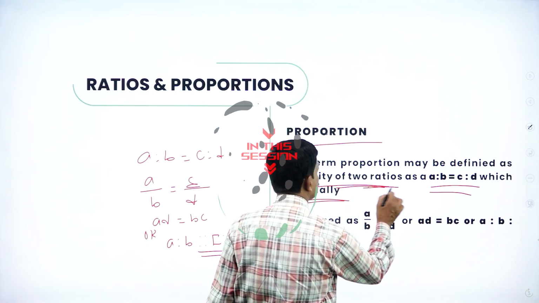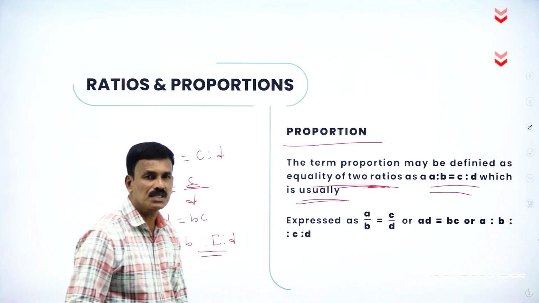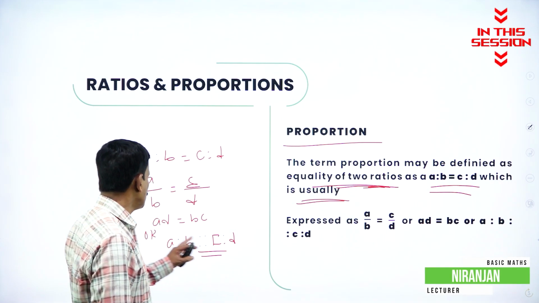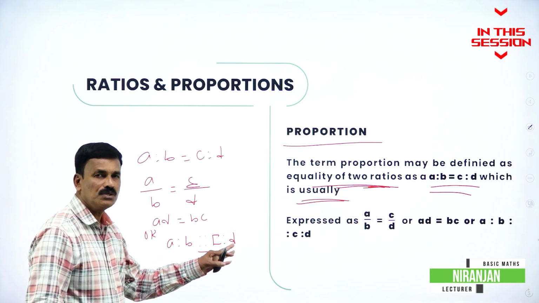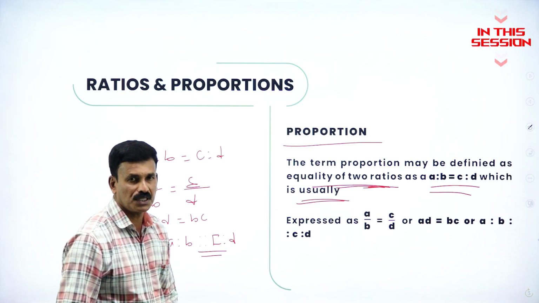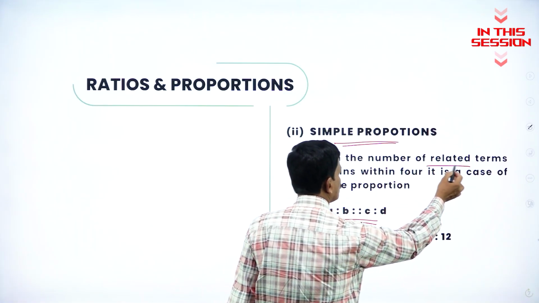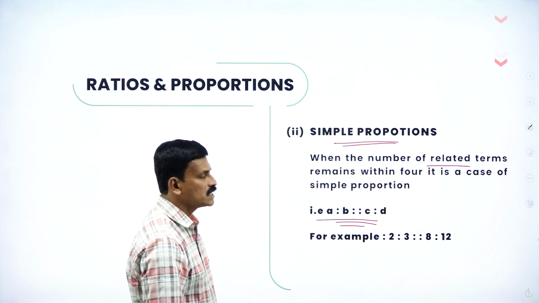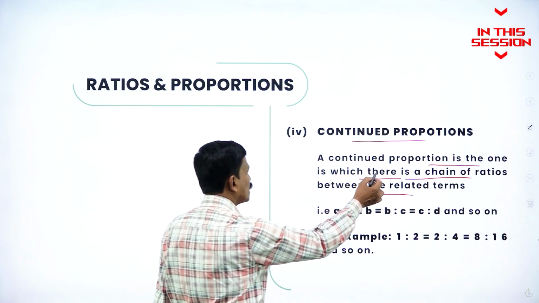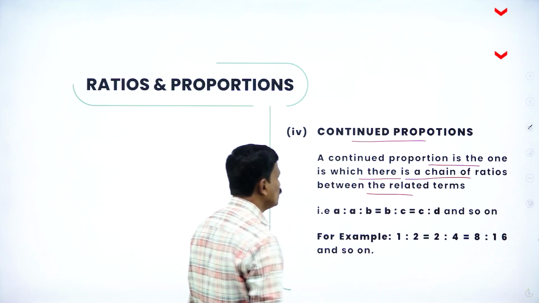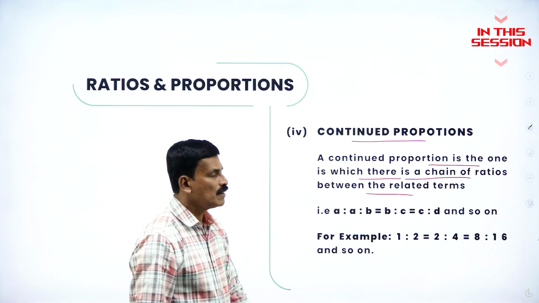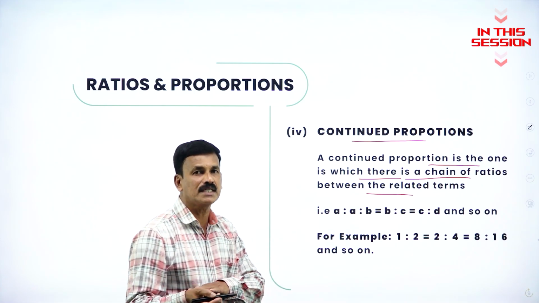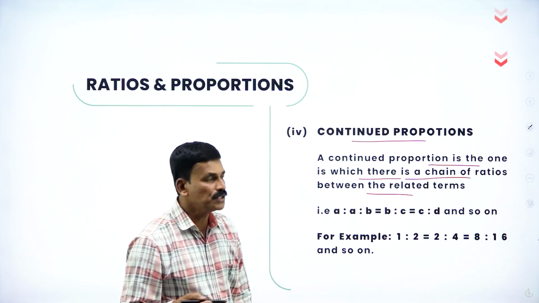The equality of two ratios, that is A is to B is equal to C is to D, that is nothing but A is to B is to C is to D, is called the proportion. If the number of related terms is four, then this is called a simple proportion. A continued proportion is the one in which there is a chain of ratios between the related terms.